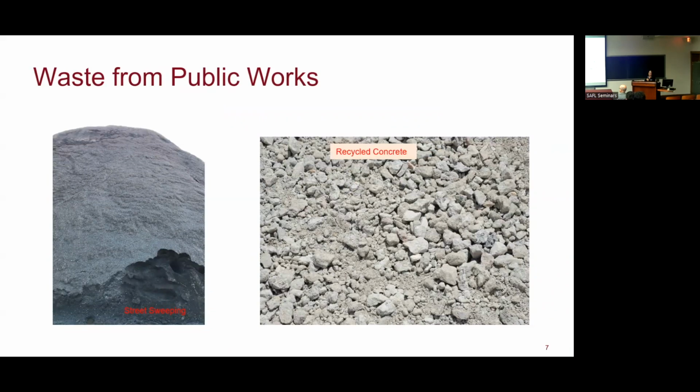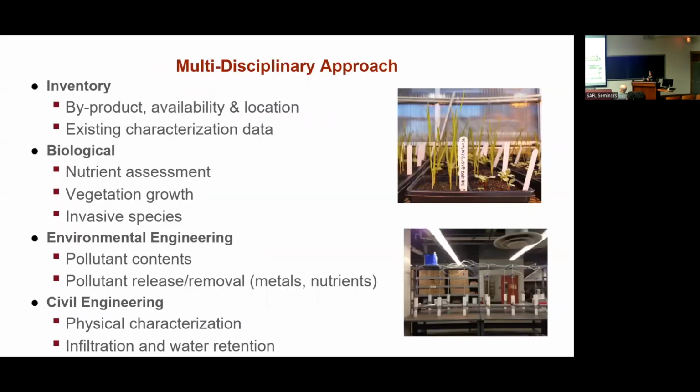So with these materials, how can we check if they could be used as the filtration media? That's something we are doing. First thing, we are doing lab testing. We always create an inventory for the material. We want to see how much will be available. It is not a one-time material. We want it to be continuously available. And we also want to see if there is any existing data. After that, we evaluate them from three aspects, including biological, environmental, and civil engineering performance.